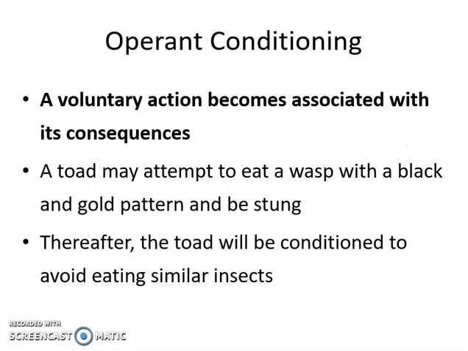Another type of conditioning is what's called operant conditioning, and this is where a voluntary action becomes associated with its consequences. Some examples: a toad may attempt to eat a wasp with a black and gold pattern and then get stung. After that, the toad says, I'm done with that. I'm not going to be dealing with that anymore. I don't want to get stung. Oftentimes with this type of conditioning, it's a negative consequence. All of us have probably burnt our hand on a stovetop. From then on, we don't want to touch a hot stovetop. That would be an example of a voluntary action associated with consequences.